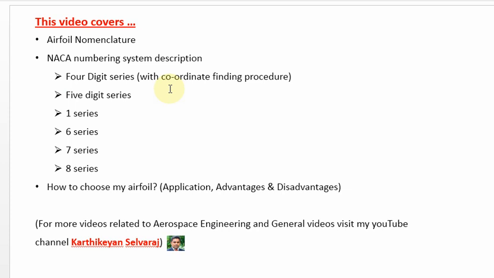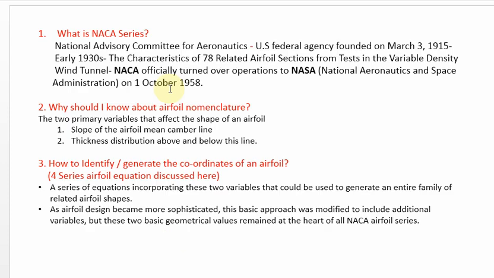This video is going to cover basically three main topics. The first topic will be aerofoil nomenclature, and the second topic, the NACA numbering system with full description. Nearly 7 or 8 types of systems are available. We are going to discuss them one by one. And the last topic: you may have some doubt, since this many types of aerofoil are available, how can I choose my aerofoil for designing an airplane, or from a theoretical point of view. Some hints will also be given at the end of this presentation. So these are the topics we are going to discuss one by one.